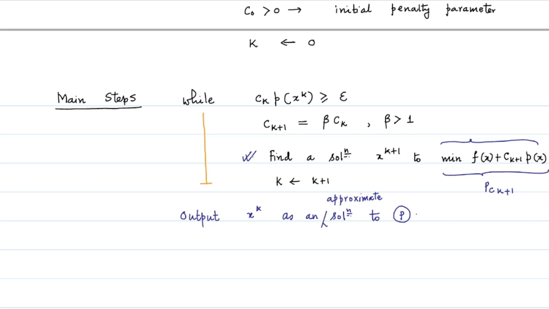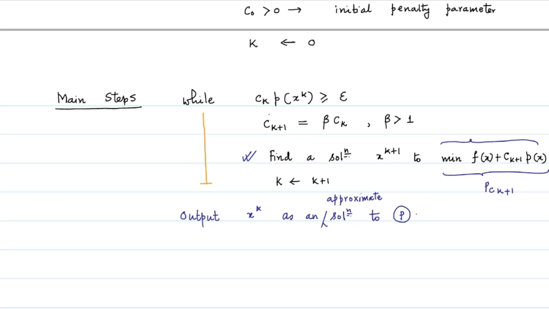But here, this step is not only difficult for a possibly non-smooth objective function, but even if it is a smooth function, when the value of c_k is large, the Hessian matrix of this objective function might be ill-conditioned, and hence there will be terrible difficulty finding a solution x_{k+1} to this problem, even if this objective function is a twice continuously differentiable function.